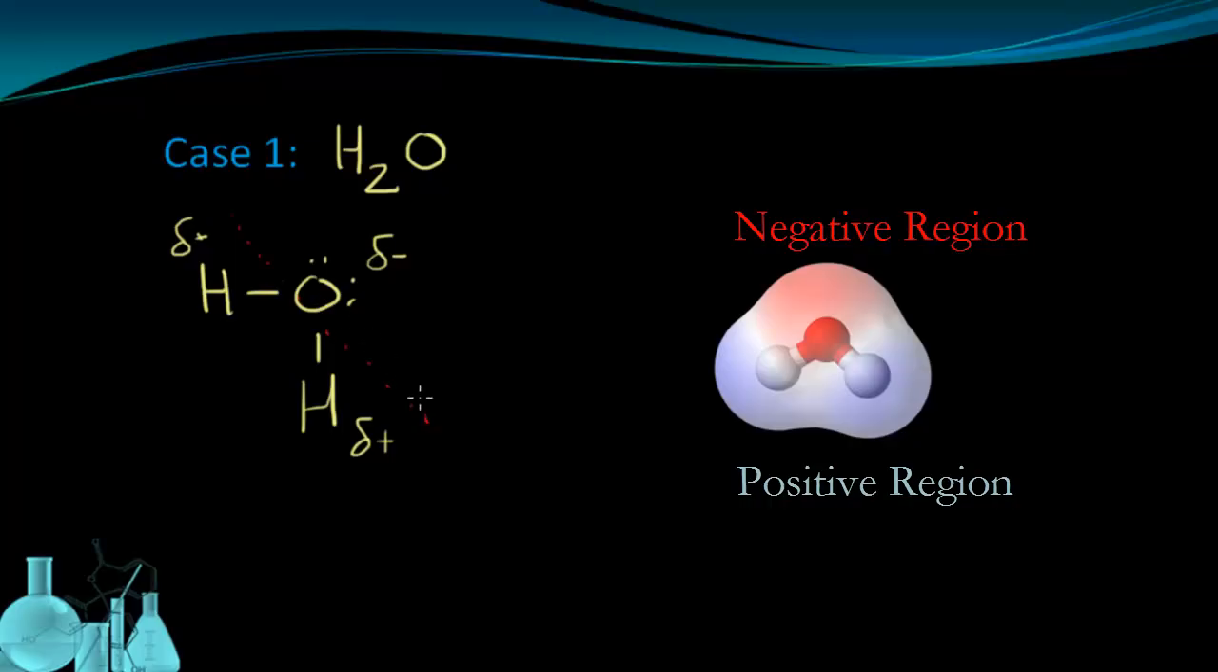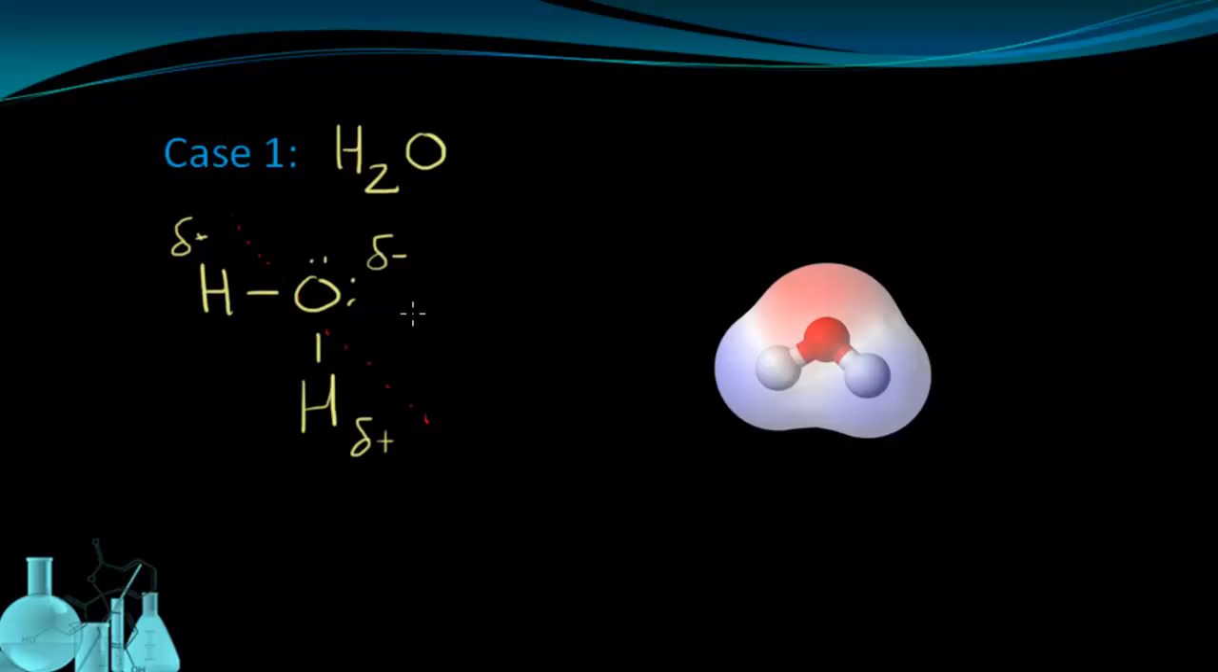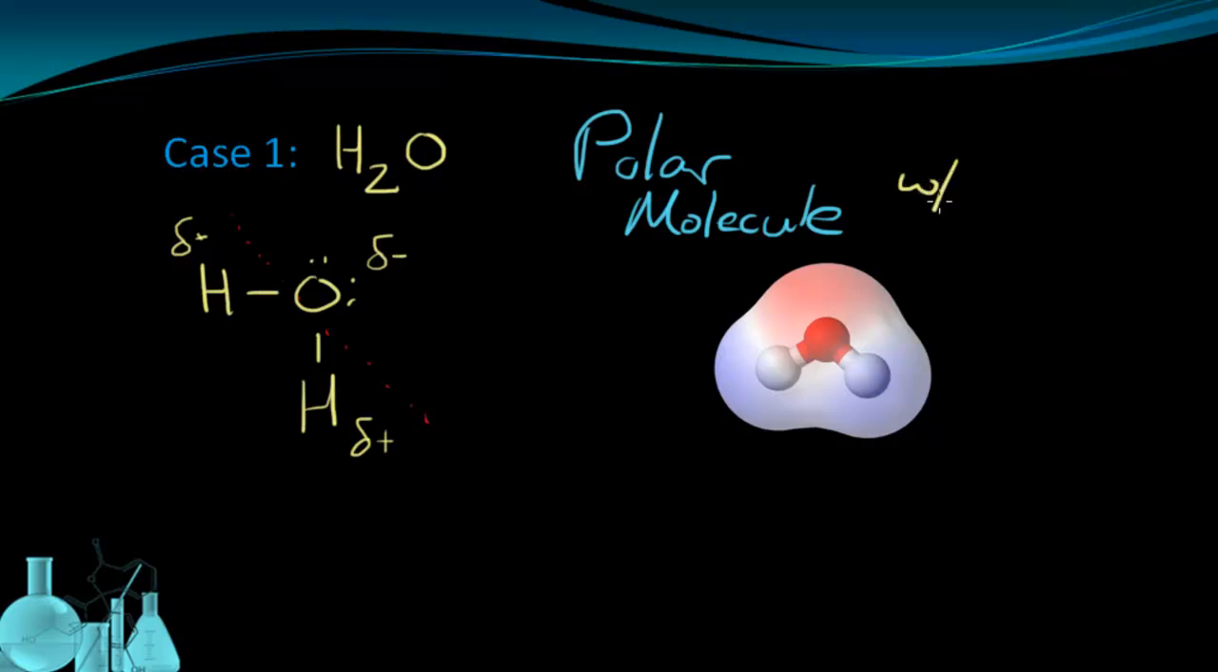Because one side of the molecule, the oxygen in this case, is more negative and one side is more positive, the molecule essentially has two poles. We call it a polar molecule. It has one side that's more negative and one side that's more positive. So water represents a case where we have a polar molecule with polar bonds forming it. In the next case, we're going to see something a little bit different.